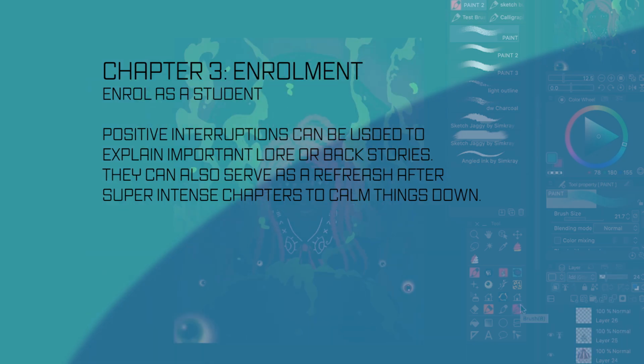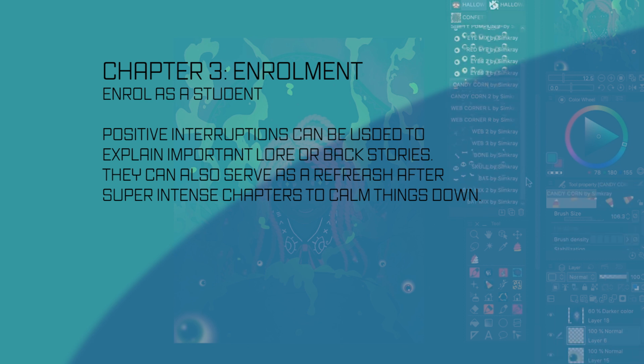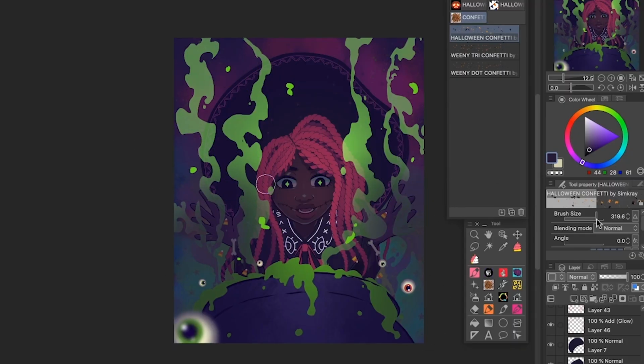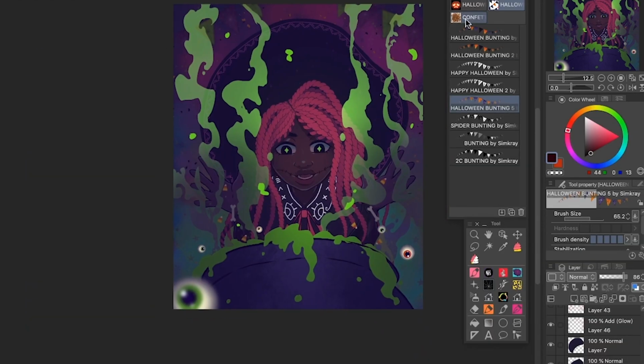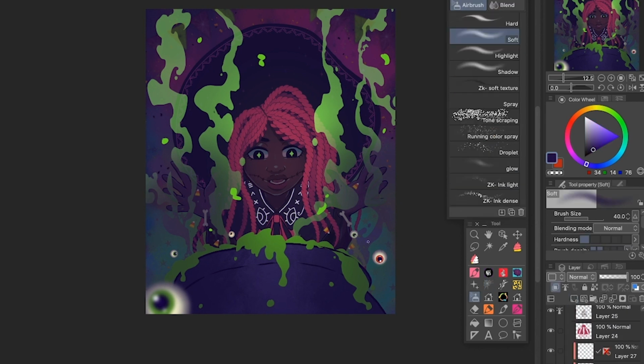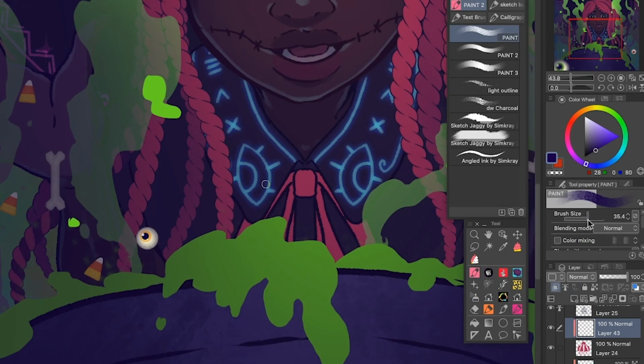Chapter 3 is called Enrollment. The only real aim for that chapter was for Sky to enroll. However, there are a few positive interruptions that happen on her way, like her and Aki walking through the market, which is on their way to their objective. They also stop to get some food and meet some other characters, while also learning more about how the world works. All of these are what I like to call fun interruptions.